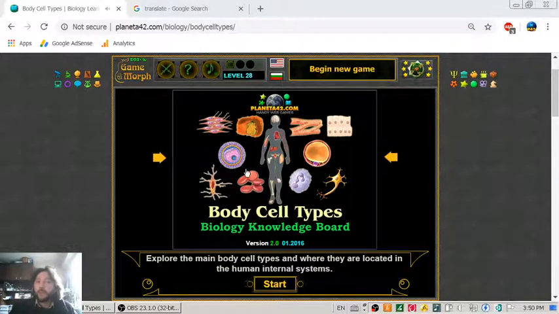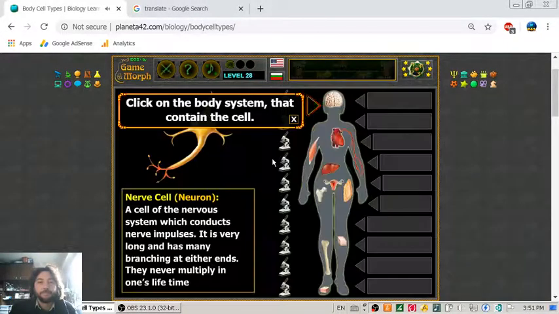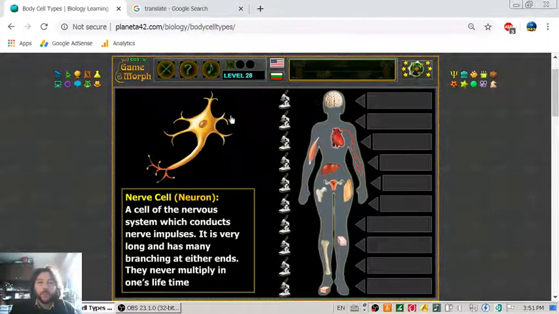Today we are going to learn some of the most common biology cell types that appear in the human body. This is a type of quiz where we will have a cell and we must point the system where this cell appears. Okay, and what's that? This is a nerve cell, or called neuron.